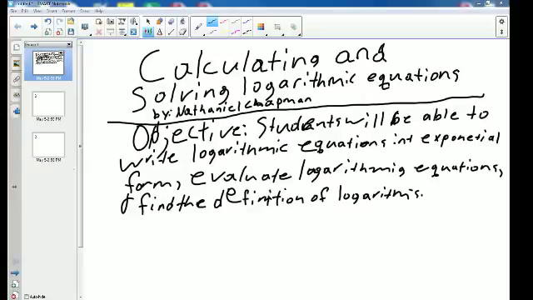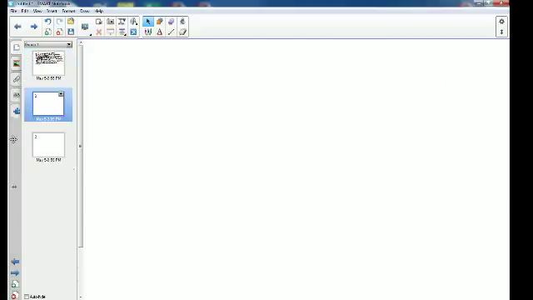Solving logarithmic equations. The objectives today: students will be able to write logarithmic equations into exponential form, evaluate logarithmic equations, and find the definition of logarithms. Alright, so we'll start off by writing logarithmic equations into exponential form.